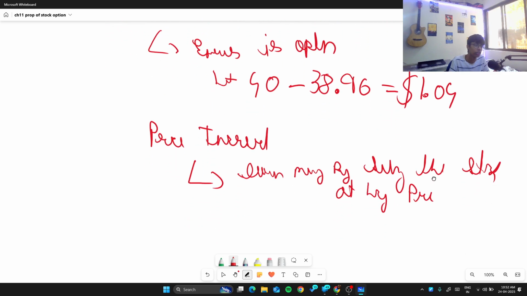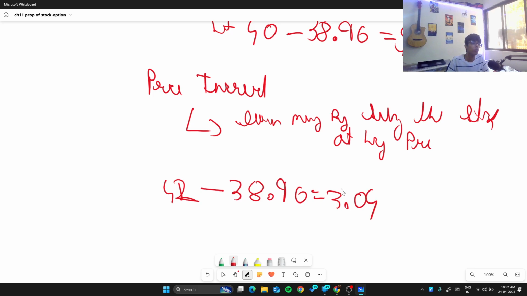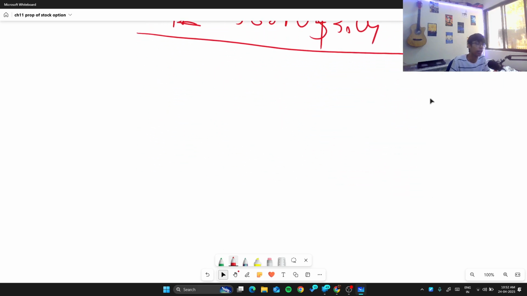So let's say the current stock price is 42, so he will earn 42 minus 38.96, he will earn 3.04 rupees, and that is a free profit for him. So that's one way to explain it, and the second way is portfolio construction.